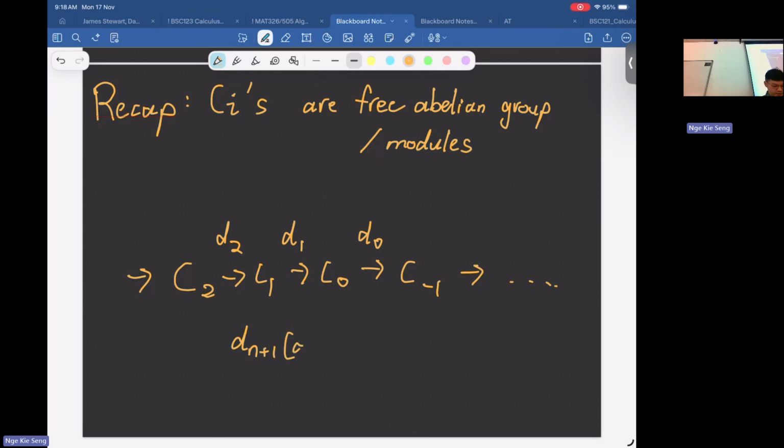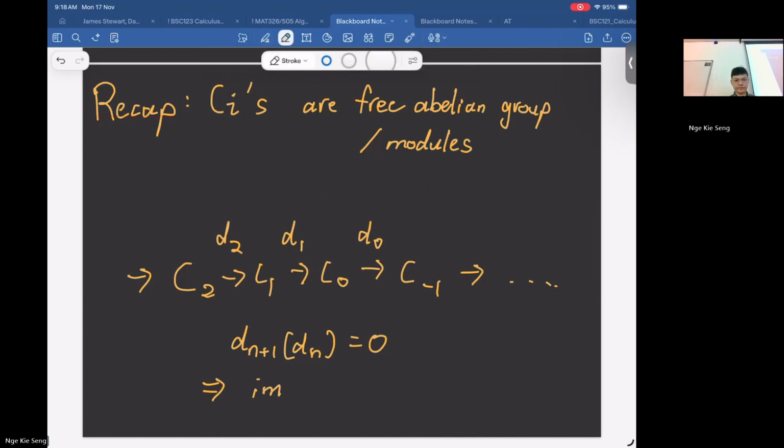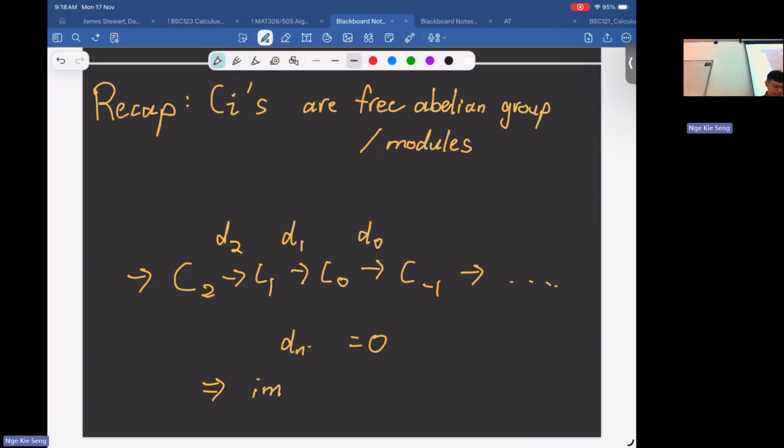And we require that d_n composed with d_{n+1} is 0. What's the significance of this? Did I do this the wrong way? Okay, I'm good. Oh, this one is not good, this one is the wrong way. We should go from the big one to the small one, so we apply the big one first and then the small one. This implies that the image of d_{n+1} is in the kernel of d_n. This is very important.